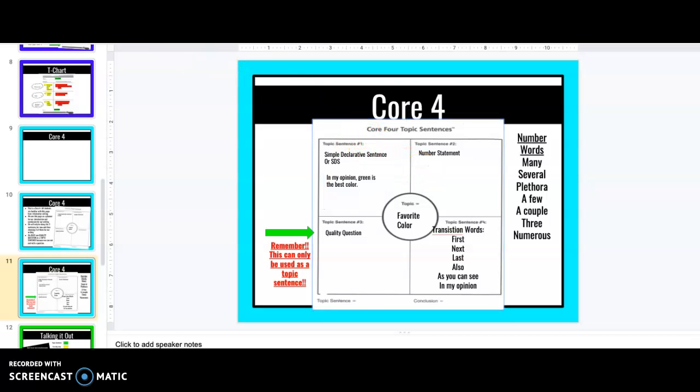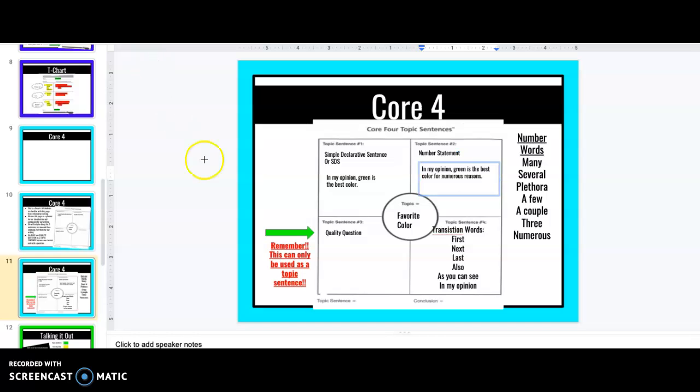Over here in my number statement, I'm going to take that same sentence I just used, but now I'm going to add one of these number words to it and then say for blank reasons. So I'm going to say, in my opinion, green is the best color for, and then I'm going to pick one of these words, blank reasons. I'm going to pick numerous, for numerous reasons, period.